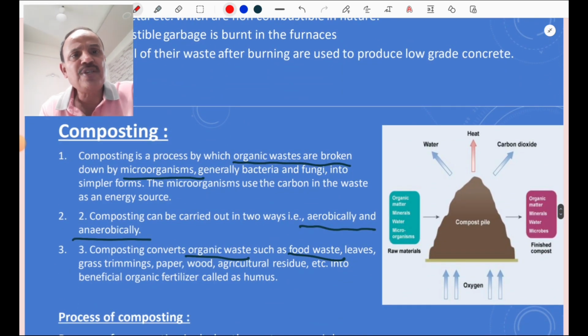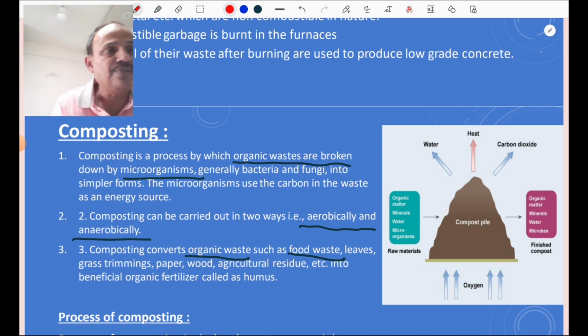Then composting. Composting is the process by which organic waste is broken down by microorganisms, generally bacteria and fungi, into simpler forms. The microorganisms use the carbon in the waste as an energy source. So what is composting? It is nothing but the preparation of fertilizers or khat. Composting can be carried out in two ways, aerobically and anaerobically. One must know aerobic bacteria and anaerobic bacteria. Composting converts organic waste such as food waste, leaves, grass trimmings, paper, wood, agricultural residue, etc. into beneficial organic fertilizer called humus. One must know that humus.